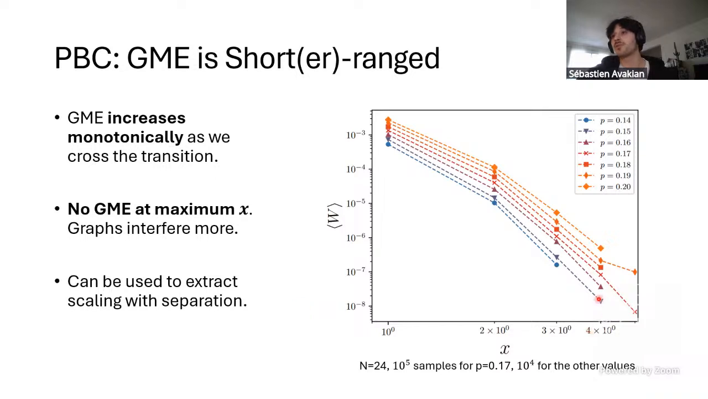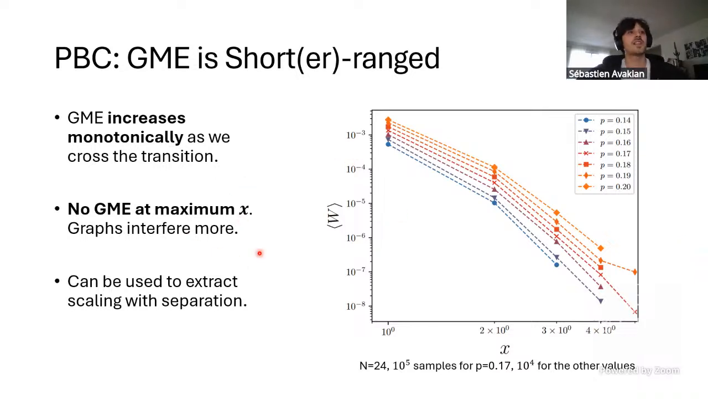But we never really achieved this because the periodic boundary conditions make it, again, like I said, much harder to get an entangled hit. And so there is no GME at maximum separation, yet it's still long range, just not as long range as the open boundary conditions.